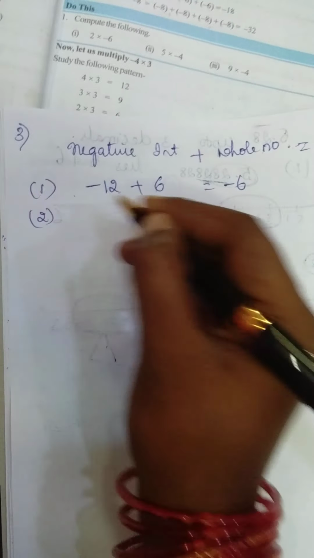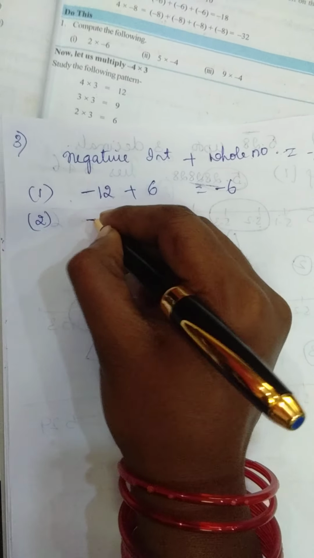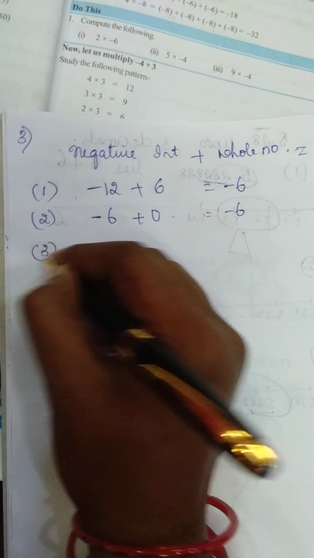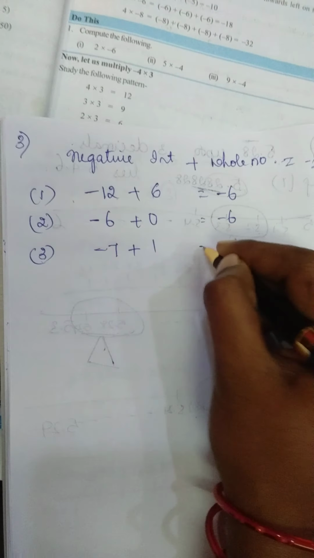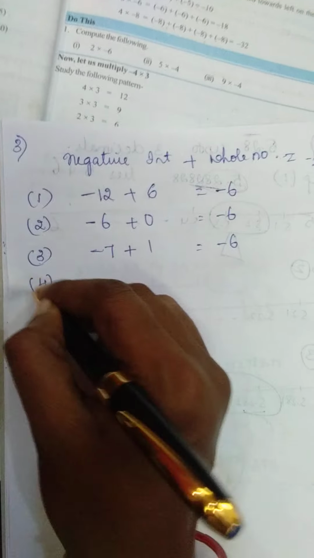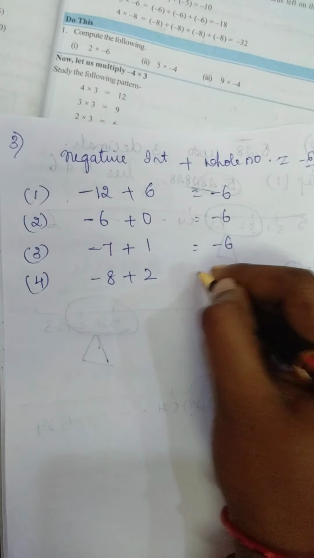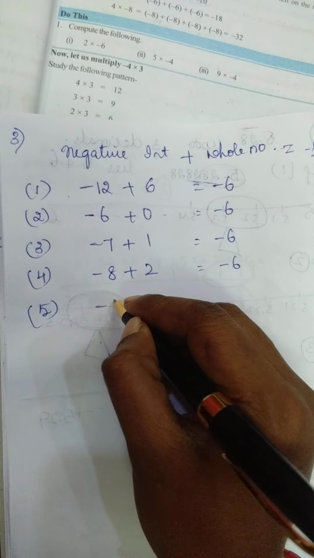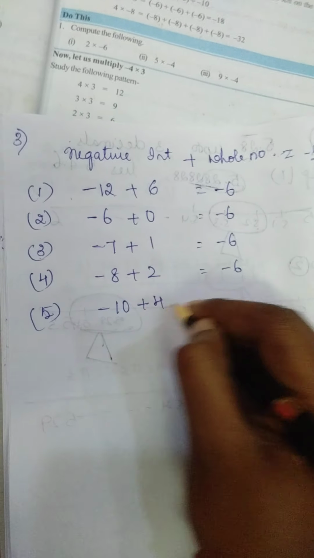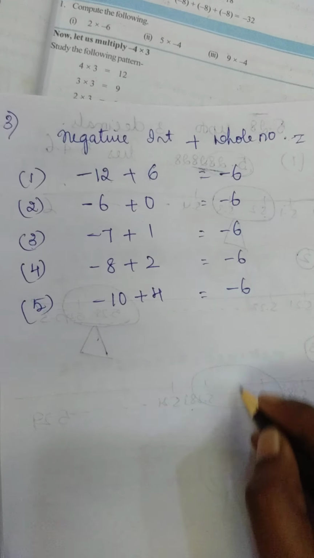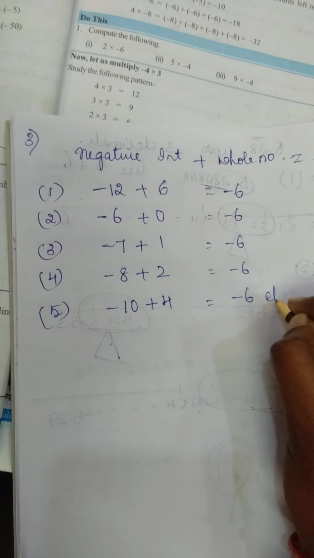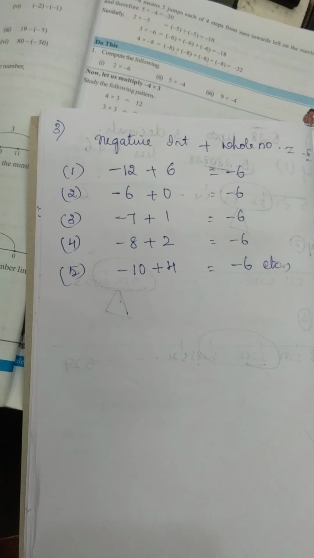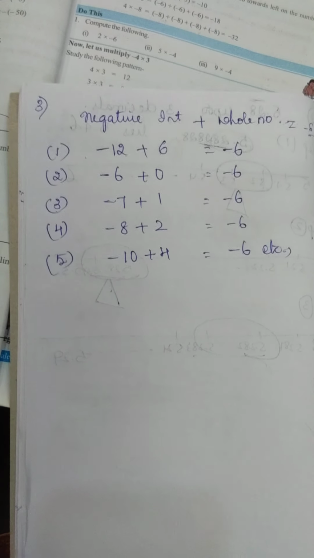Second one: minus 6 plus 0 is equal to minus 6. Next, minus 7 plus 1 is minus 6. Next, minus 8 plus 2 is also minus 6. Next, minus 10 plus 4 is also minus 6. Like this you have to write. Clear? You just write any 5, it's enough. This is how you have to do the third problem in your exercise 3.